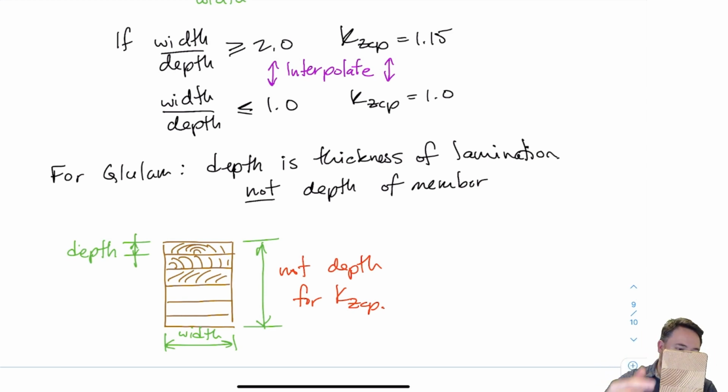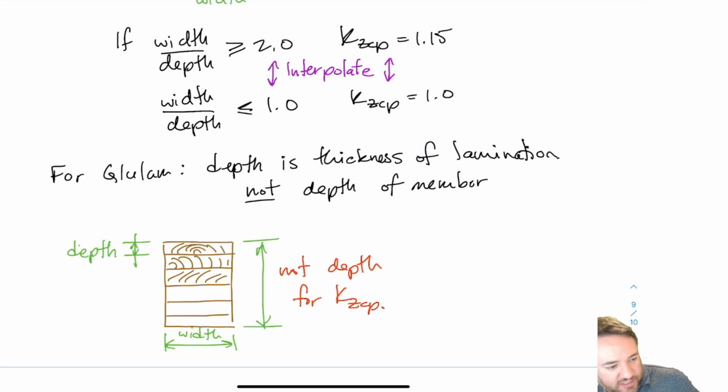So obviously the grain direction is related to the geometry of this piece, not the geometry of the entire section. So when I do width versus depth here, it's this width times this depth, which is the depth of one lamination. If you want to assume something for calculation, you can assume 38 millimeters, which is the same size as this.